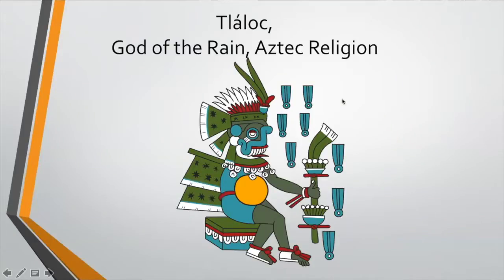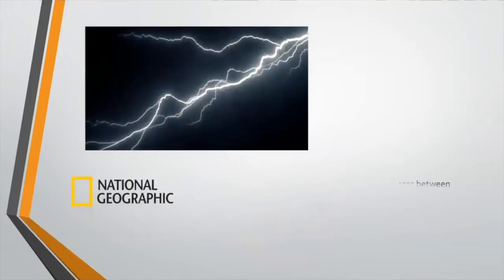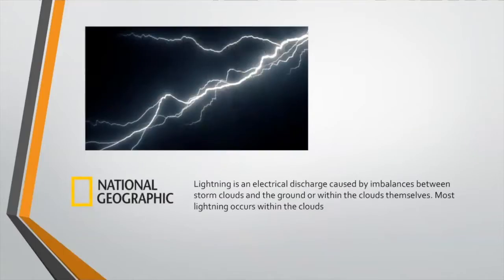But going back to the physical principles of lightning, let's talk about what is lightning. As said by National Geographic, lightning is an electrical discharge caused by imbalances between storm clouds and the ground or within the clouds themselves. Most of this lightning occurs within the clouds.